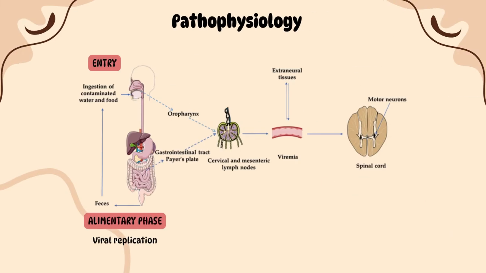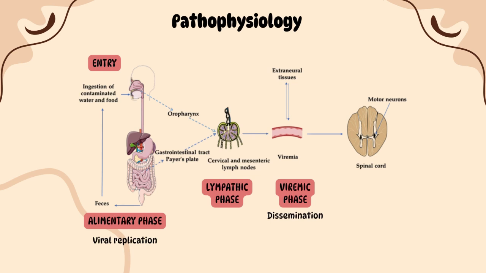After the initial replication, poliovirus spreads to the lymphatic phase. Here, the virus moves from the intestinal mucosa to nearby local lymph nodes, particularly the cervical and mesenteric lymph nodes. As the body circulates lymph, the lymph now carrying the virus eventually drains into the bloodstream, leading to the next phase, the viremic phase. The virus is now present in the blood, allowing it to disseminate to distant extraneural tissues throughout the body.